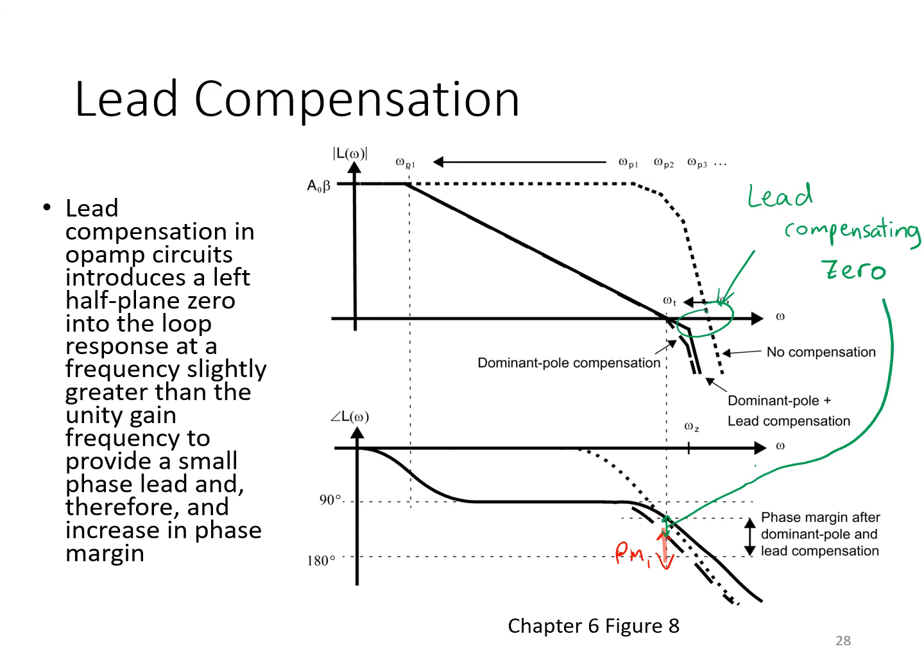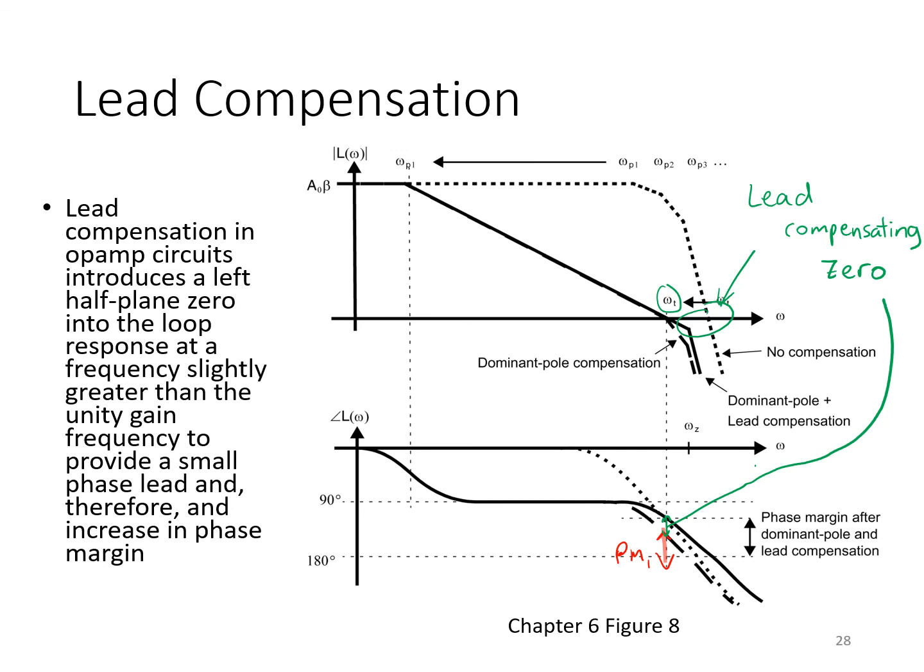So that's the reason why we apply lead compensation. It actually gives us a little bit of an extra phase margin without having to further sacrifice bandwidth as we would have to if we used only dominant pole compensation.